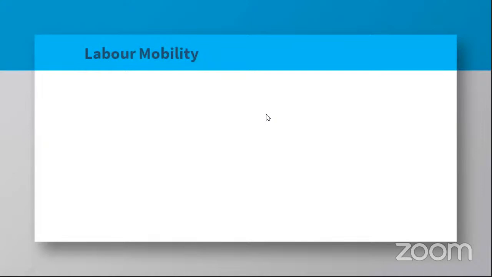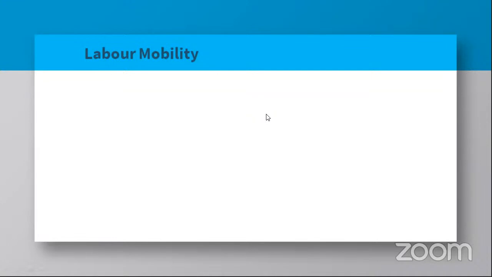Yes, master. Labor is both occupationally mobile and geographically mobile. Okay, thank you. That is it. Labor is both geographically and occupationally mobile.